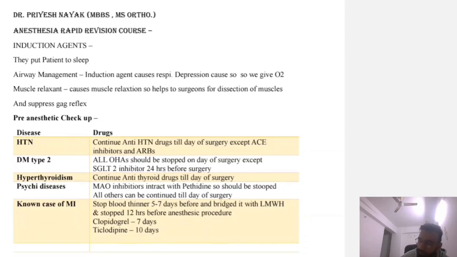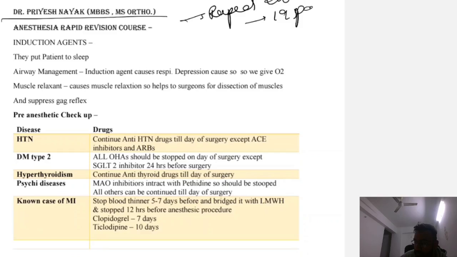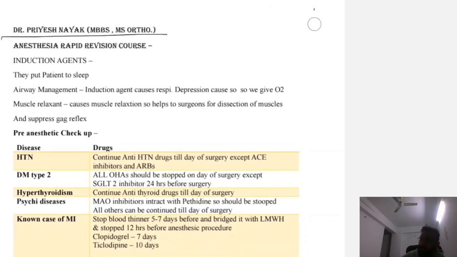So let's start a new subject, that is anesthesia. We will try to cover it in minimum time possible. This is a rapid revision course. We have covered the entire subject in 19 pages only. Okay, so let's start anesthesia.